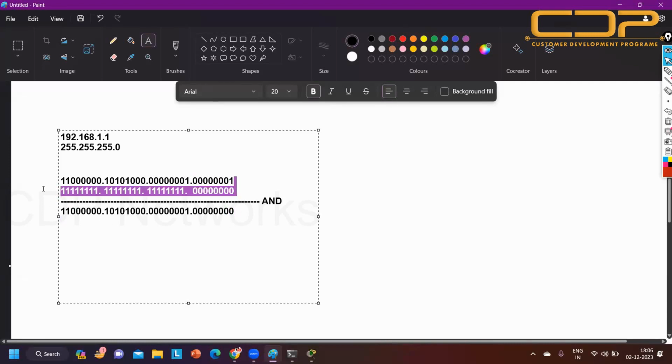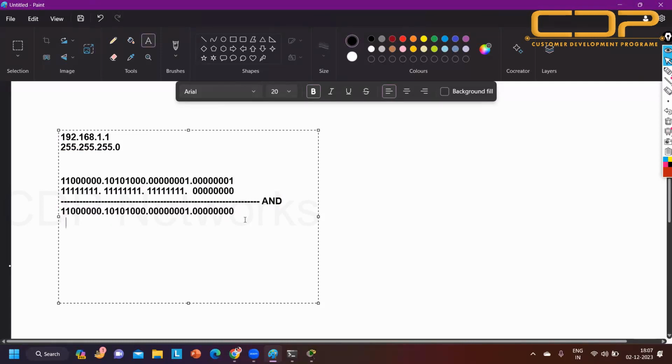See, this is the IP address. This is the subnet mask. And this is the result after the AND operation. There is no difference between this IP address and this IP address. Both are the same. The difference is that this IP address is represented in decimal and this one is represented in binary. Both are the same. This subnet mask is represented in decimal and this one in binary. Fine. And now again we need to convert this value into decimal.